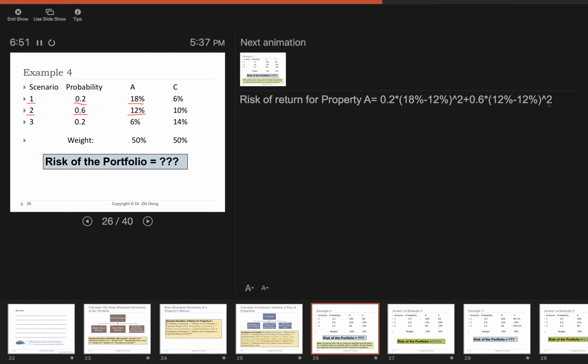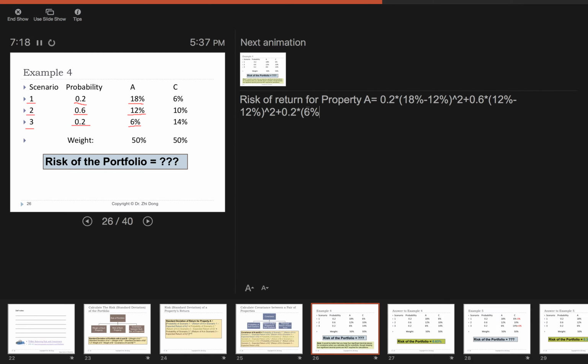Now we move on to the third market scenario. We add the probability under the third market scenario, that's 0.2, times the deviation of property A's return under the third scenario, that's 6%.